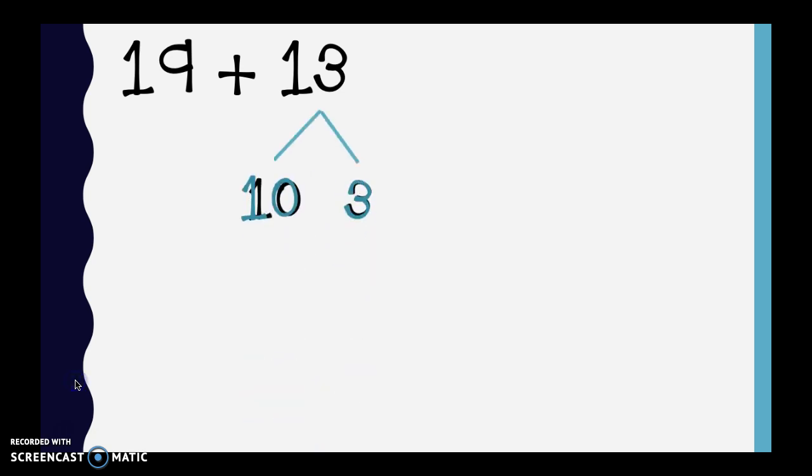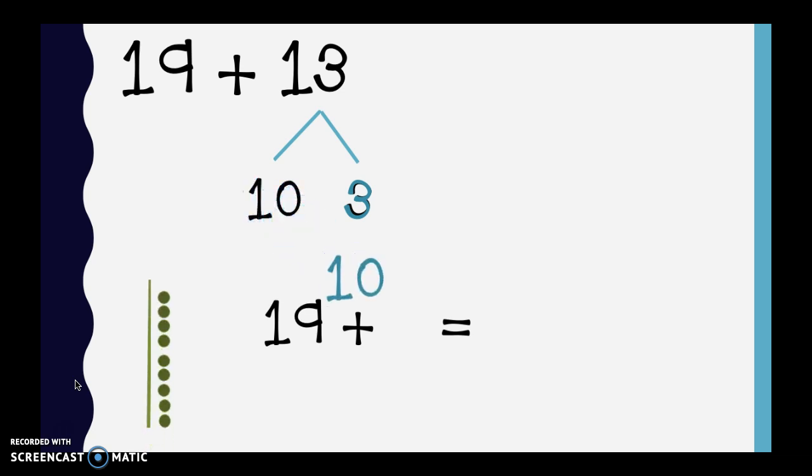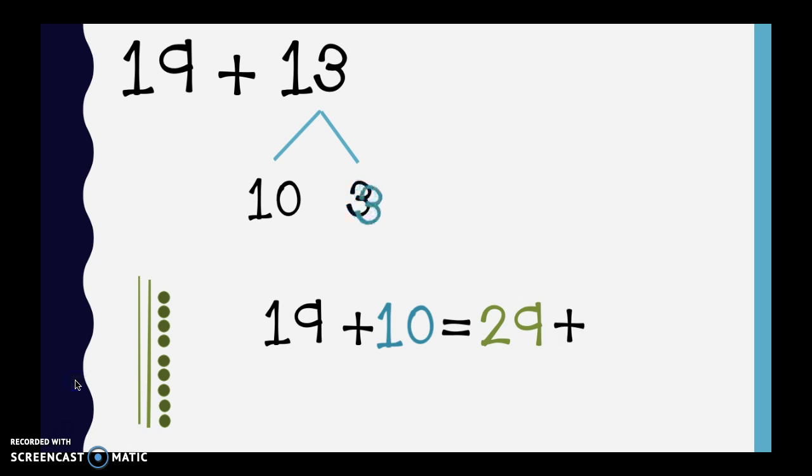Okay, so I broke up 13 into 10 and 3. Then I said 19 plus 10. Whoopsie, I drew a picture first. I'm going to add in that 10. So then 19 plus 10 was 29. And then now I need to add in the other part of 13. So I did plus 3. And I'm going to add that to my good picture. 1, 2, 3. And then I added up to find my total, which is 32.